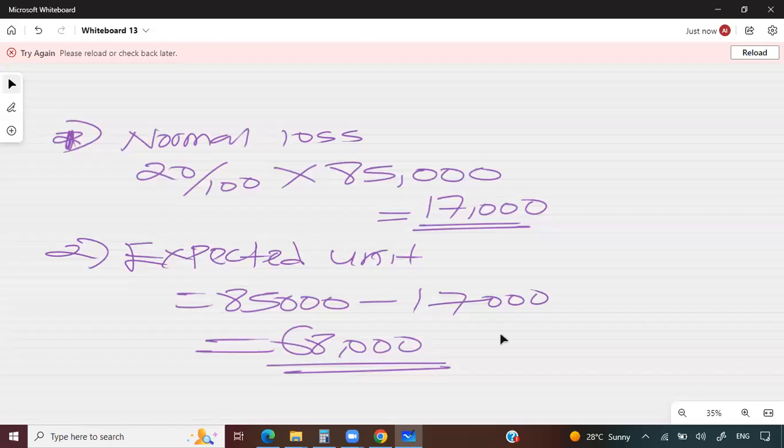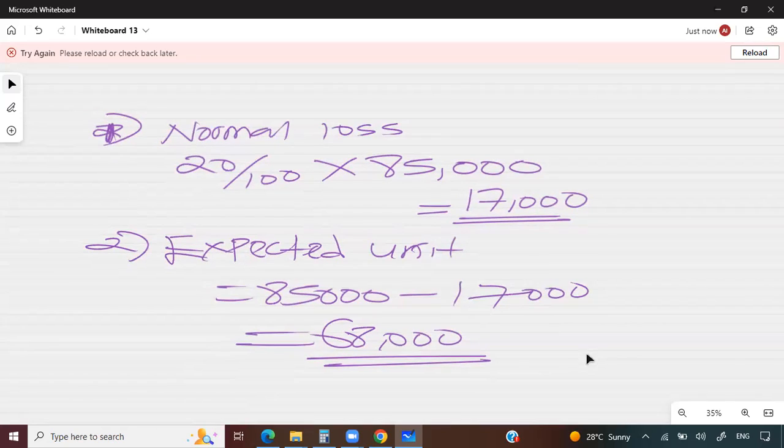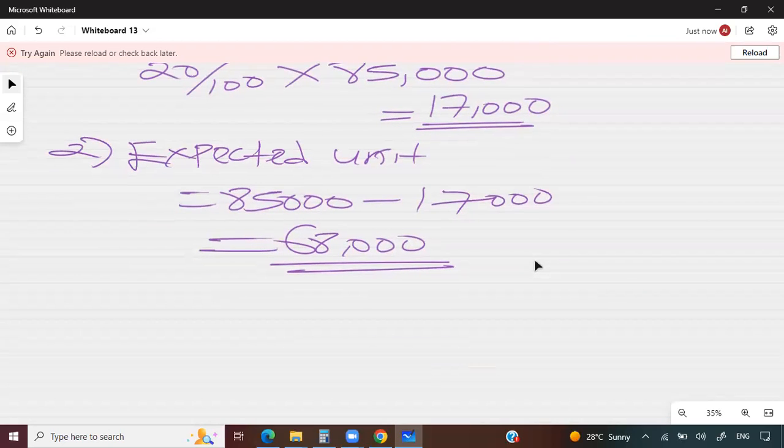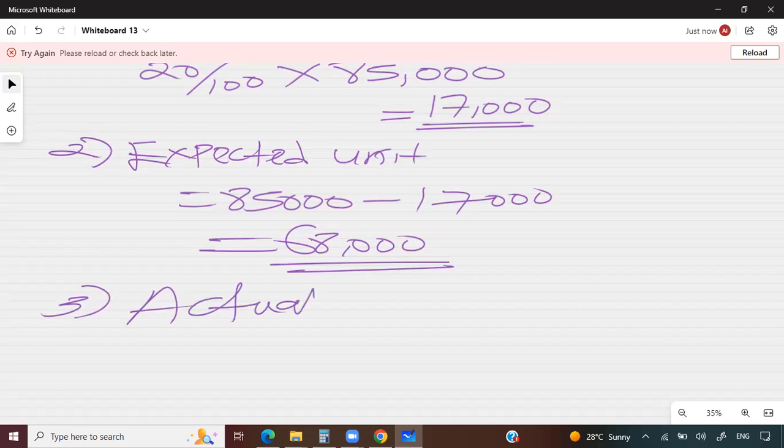Now, once you determine the normal loss, you know what you expected. Then the next thing that needs to come to our mind is, is there an abnormal gain or an abnormal loss? Before we can answer that question, make sure that you note this down: what is our actual output?